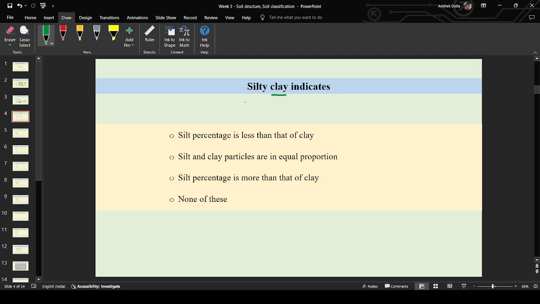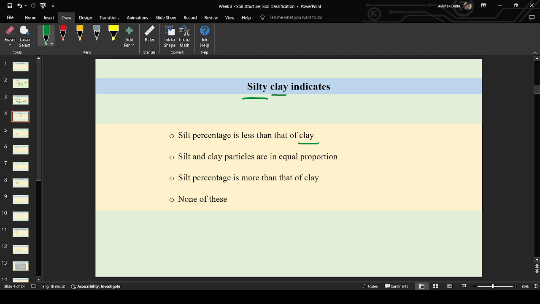So the fraction which is less will always be in the front, which describes the type of the second soil. So the main soil, the basic soil, is clay. Silt percentage is less than clay. That is why it has been used as an adjective to the clay soil. And as per nomenclature, this is the rule. Whichever particle will be in less amount, that will be placed in the beginning.